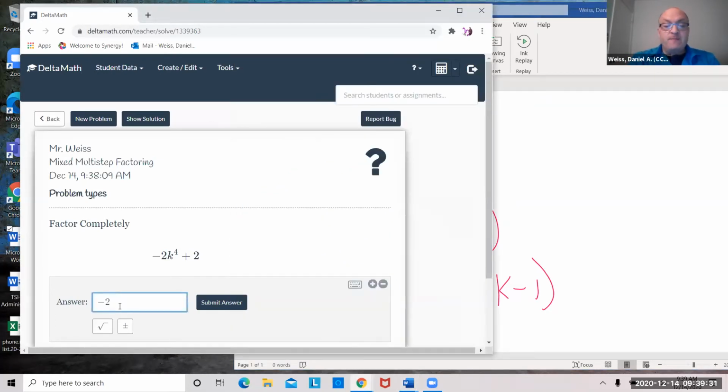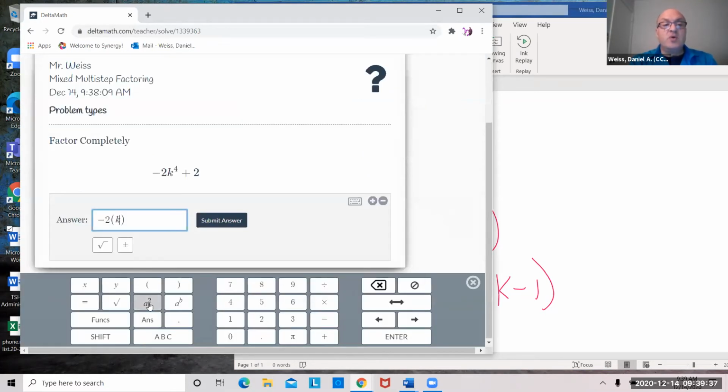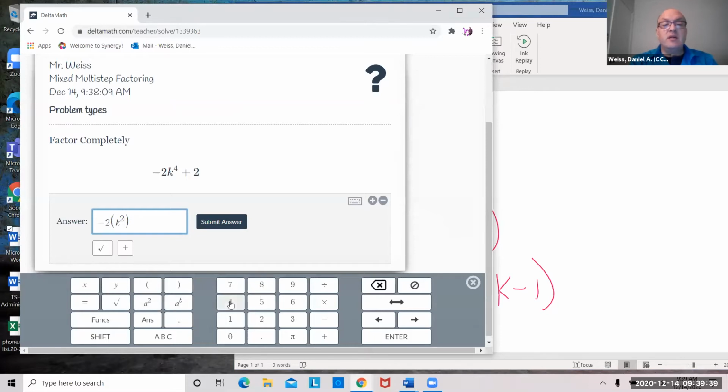Negative 2, k squared plus 1, k plus 1, k minus 1.